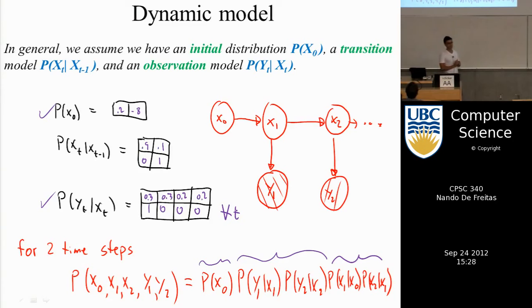So by using that, the only numbers I need to represent this whole graph over time are those numbers that I have there on the screen. So we only need 6, 8, 9 parameters. Okay. This is an HMM. Questions?